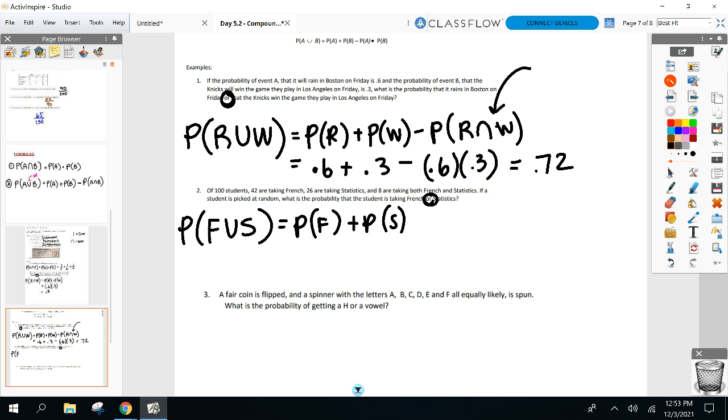The probability of French times the probability of Spanish. Yep, that's fine. I'm going to just put the "and" there. But yes, that's how you do it. French times Spanish. Got it. Ready? Who's up next?